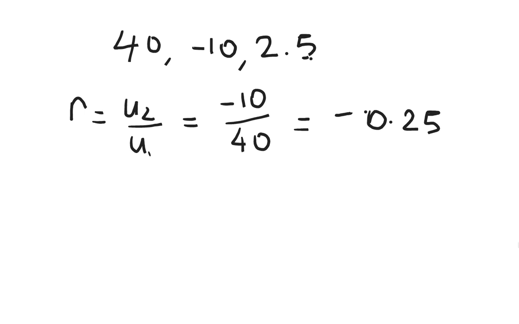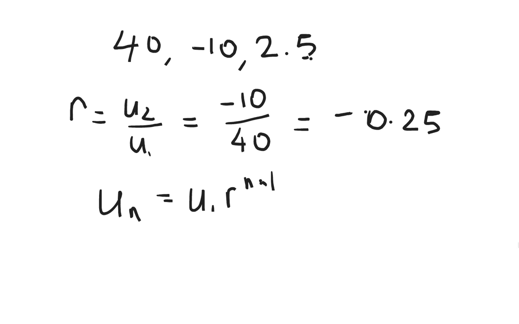So we have negative 0.25. That is our R in this particular case. If you need to figure out any term, the 5th term, the 100th term, whatever term, you do something very similar to what you do for arithmetic sequences. You just plug it into this formula: Un equals U1 times R to the n minus 1. We're not going to go over that. It's pretty much plugging directly into a formula.